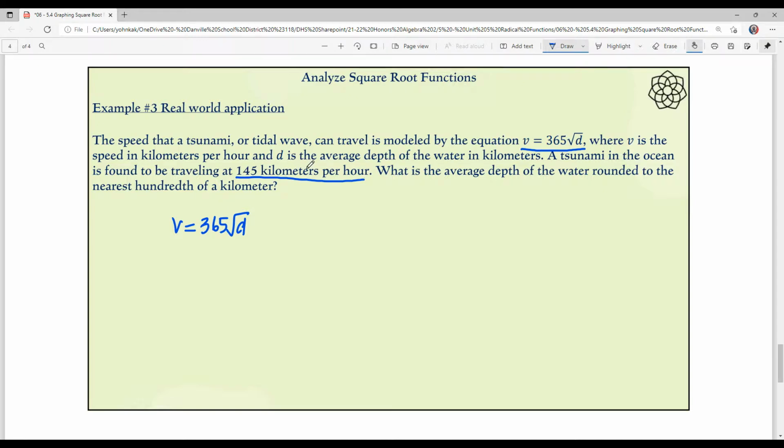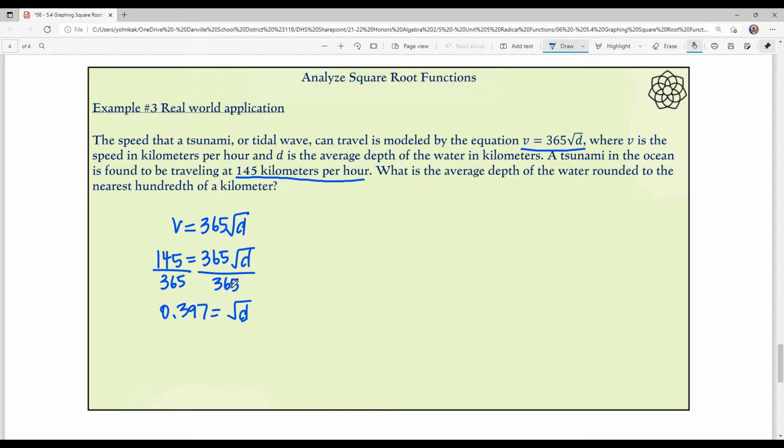Okay, so 145 kilometers per hour is a speed. In this problem, v is the speed. So I'm going to put 145 in for v. And the question is asking me what is the average depth, and d is the average depth. So I want d to be the variable in the problem. Okay, so now I got to solve for d. Well, in order to solve for d, I first have to get rid of this 365. If I do 145 divided by 365 on my calculator, I get a really ugly decimal, so I'm just going to put down the first few decimal spots.